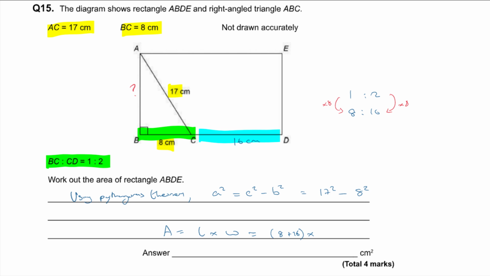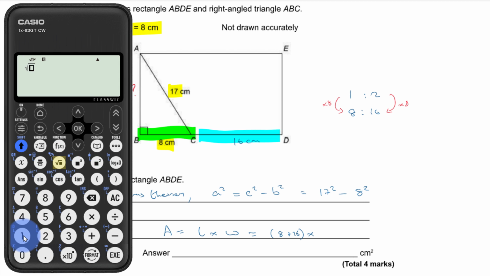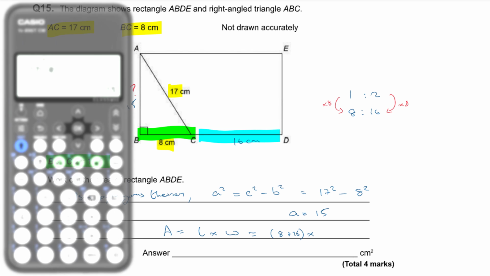Now we're just going to type that straight into the calculator to find it. So I'm just going to press the root key, and then I'm going to put the 17 squared minus the 8 squared underneath it, and then write down the answer. That's 15, isn't it? So then A is equal to 15. Okay, so that's my side there, 15.